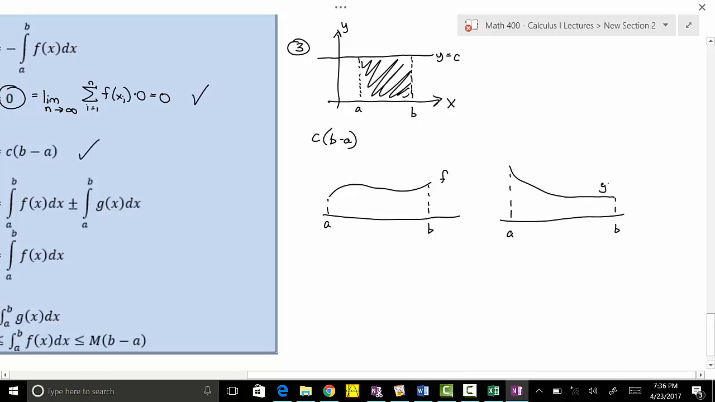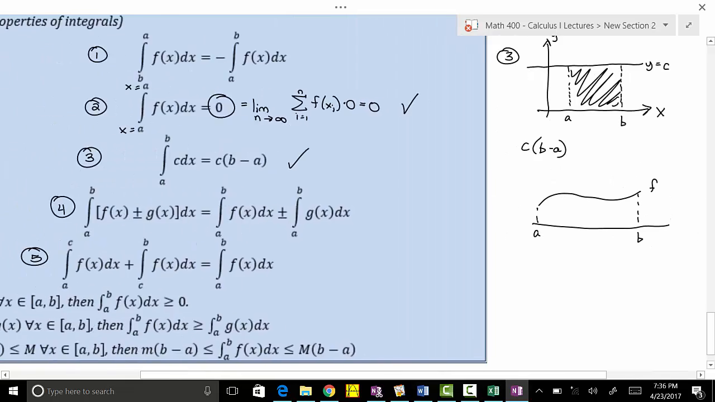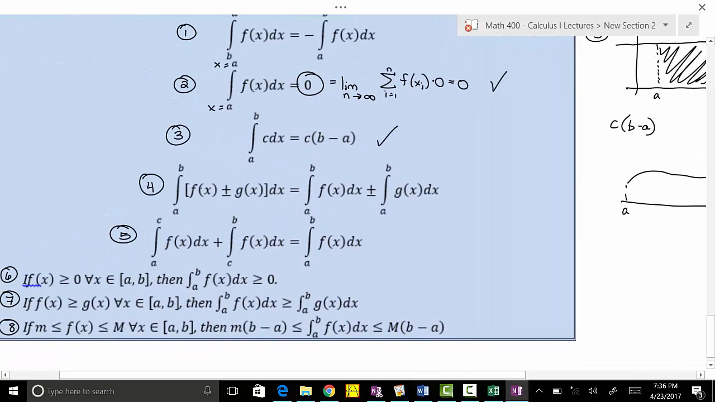If I want to find the sum of the areas, I can find the area underneath F first and add to that the area underneath G. That's exactly what this is saying. If I want to find the sum of the areas, I can find the area underneath F first and then find the area underneath G and add them up. Or same thing with the differences.